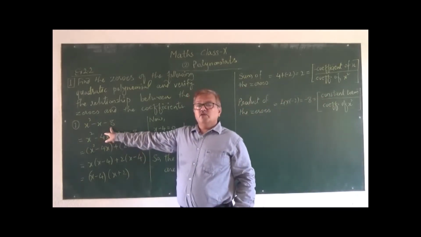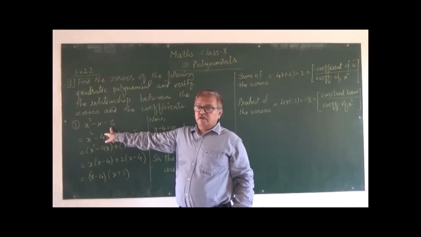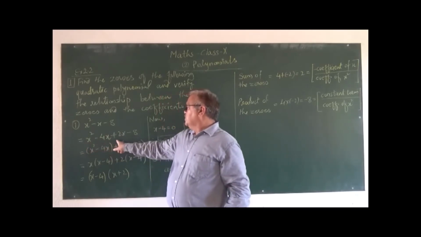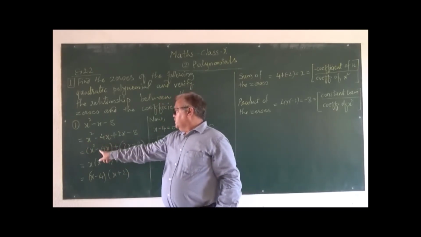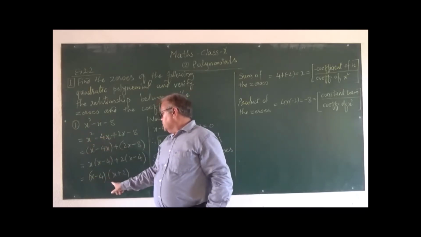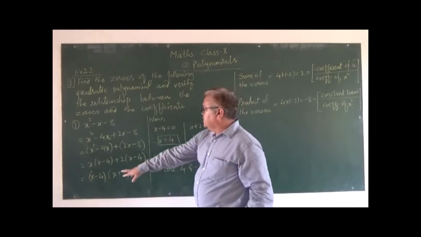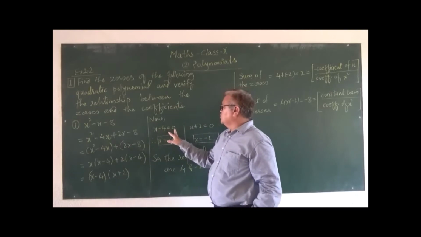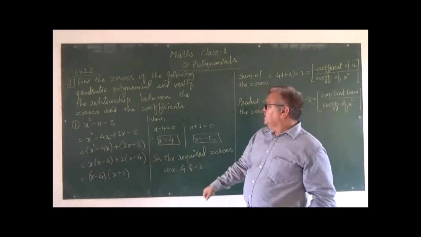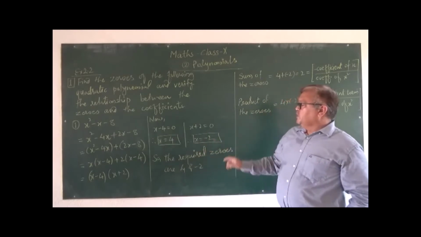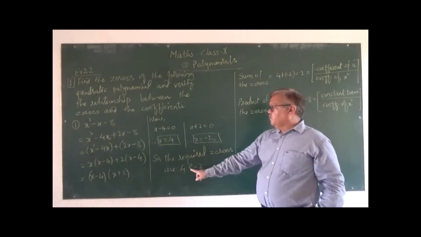You want to find the zeros, means you have to first find the factors. How to factorize this? By splitting the middle term. So we have done this way, x square minus 4x plus 2x minus 8, and we have arrived here. The factors of this are x minus 4 into x plus 2. We want to find the zeros, so equate this with 0. So x minus 4 is equal to 0, therefore x is equal to 4. Same way x plus 2 is equal to 0, therefore x is equal to minus 2. So the required zeros are 4 and minus 2.